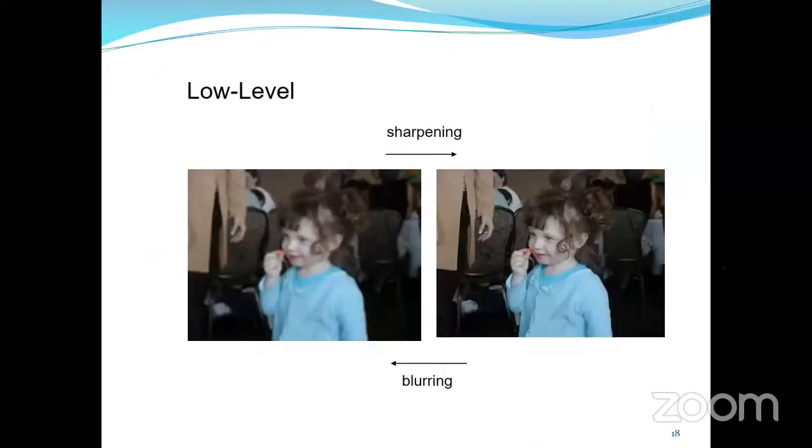This is what I told you as low level image processing. One is image sharpening. This is a blurred image. You can apply a filter and sharpen the image. Again, if you apply a filter, you can blur the image also. This is low level processing, where you give an image as input and the output is also an image.